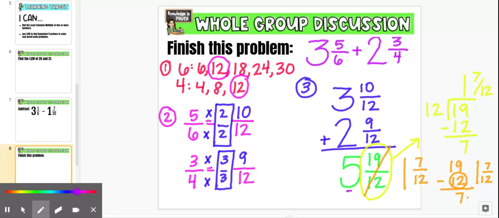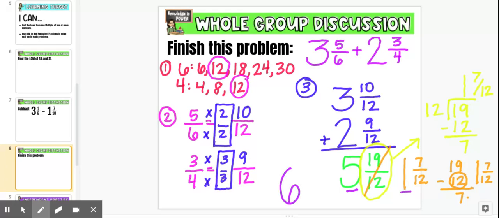I have to take this 5 and this 1, and I need to add them together to get 6. And then my fraction is 7/12. So my answer is 6 and 7/12.